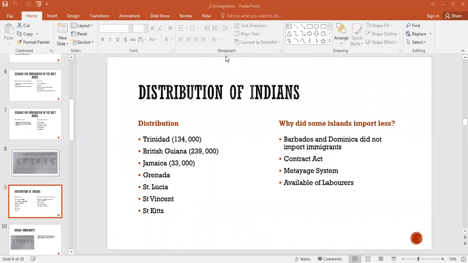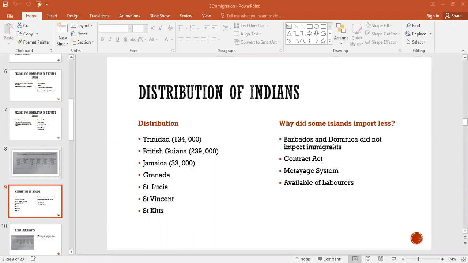Come, ladies, time is against us. What was the system of metayage? Sir, was it basically what we were talking about when we were discussing peasantry, as in when the owner of land would allow someone to work on the land and their pay or wages would basically be a portion of what was cultivated? Very good. That's correct, Nelson. That is the system of metayage.